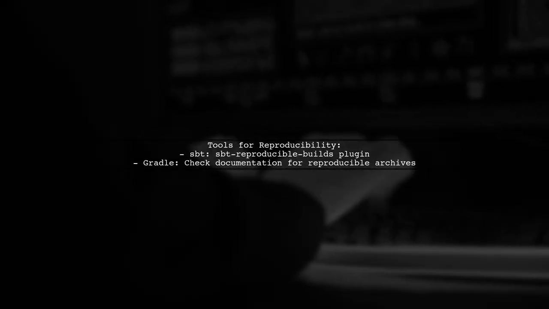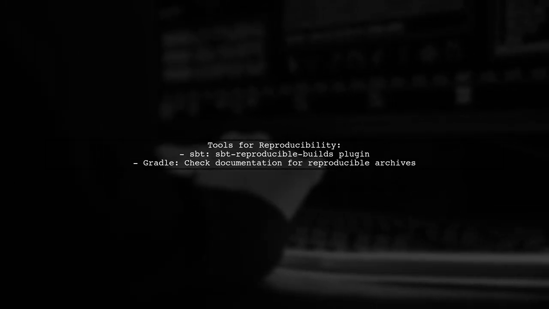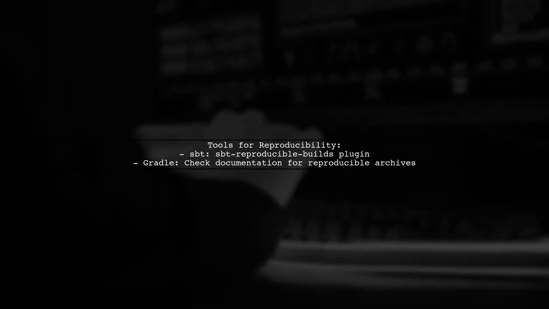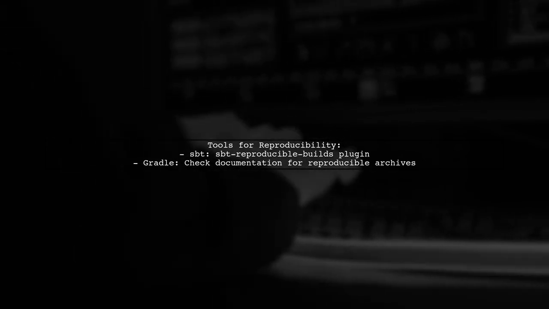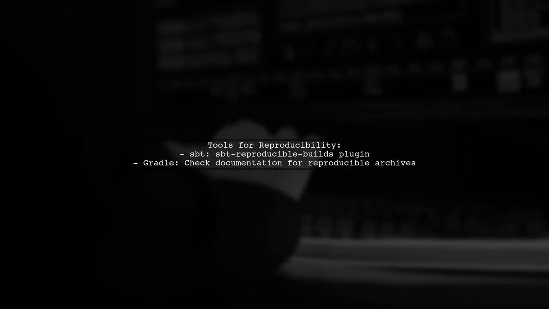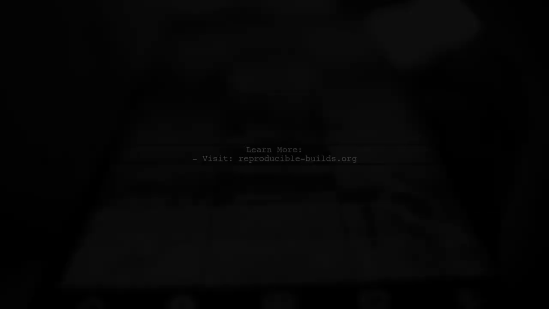For Scala projects, you can use the SBT Reproducible Builds plugin. Gradle also has resources for creating reproducible archives. For more information on reproducible builds, visit the Reproducible Builds website.